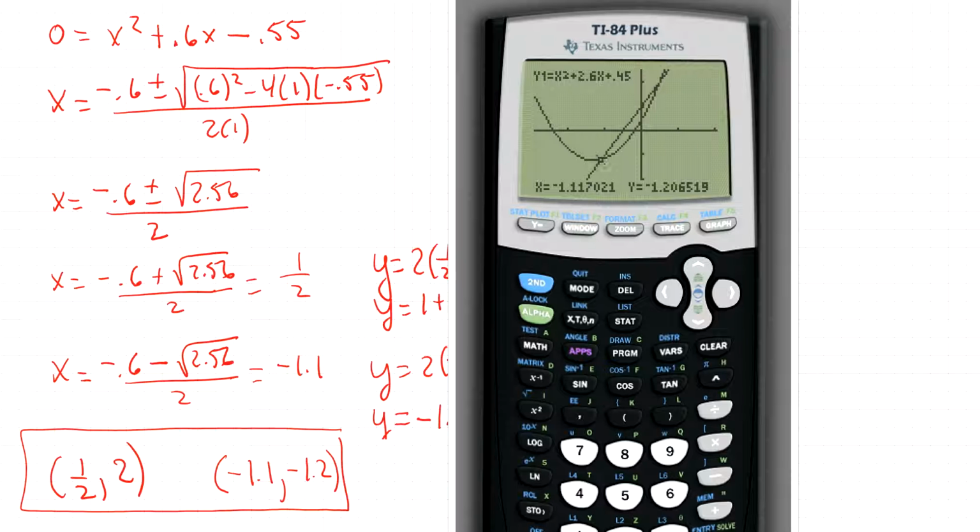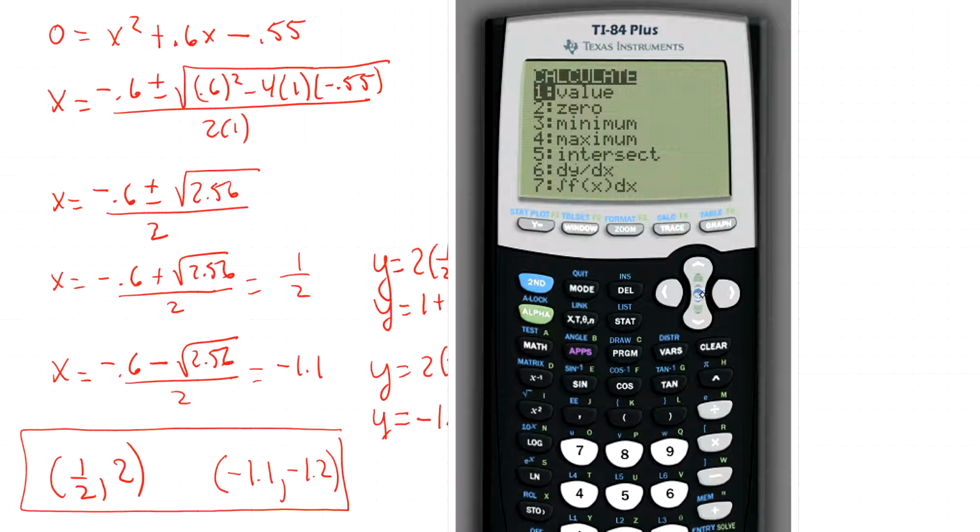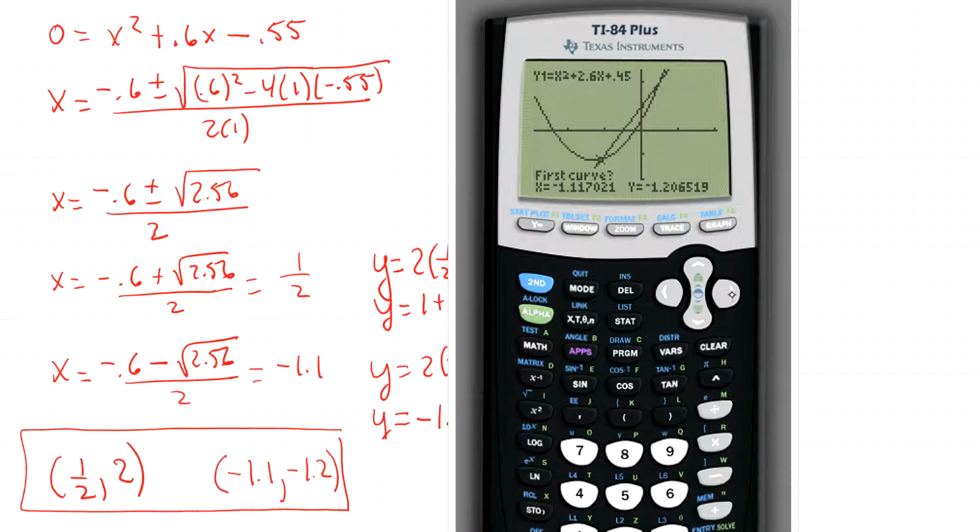Now I don't know if you guys know this, but another way to get these intersections is to go second calc, and then we want the intersection, so you go to 5, hit enter, and then it says first curve. Let me get out here a little bit so you can see it. So the first curve is right here, you hit enter, and then it selects the second curve, and you hit enter again, and then it says guess, and then hit enter again. Oh, so it gave me this one here.